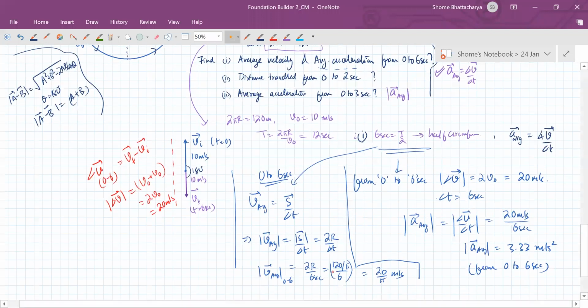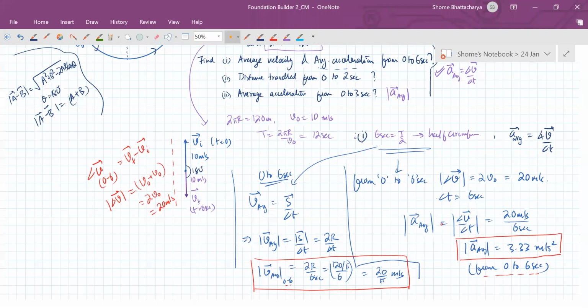So this was my first part. I wanted to calculate magnitude of average velocity and magnitude of average acceleration from 0 to 6 seconds. These two things. So hope this is clear. Now use this same method to calculate the second and third part. Second is very easy. Third is again just like the first one, like we calculated average acceleration from 0 to 6. Now I want you to calculate from 0 to 3.